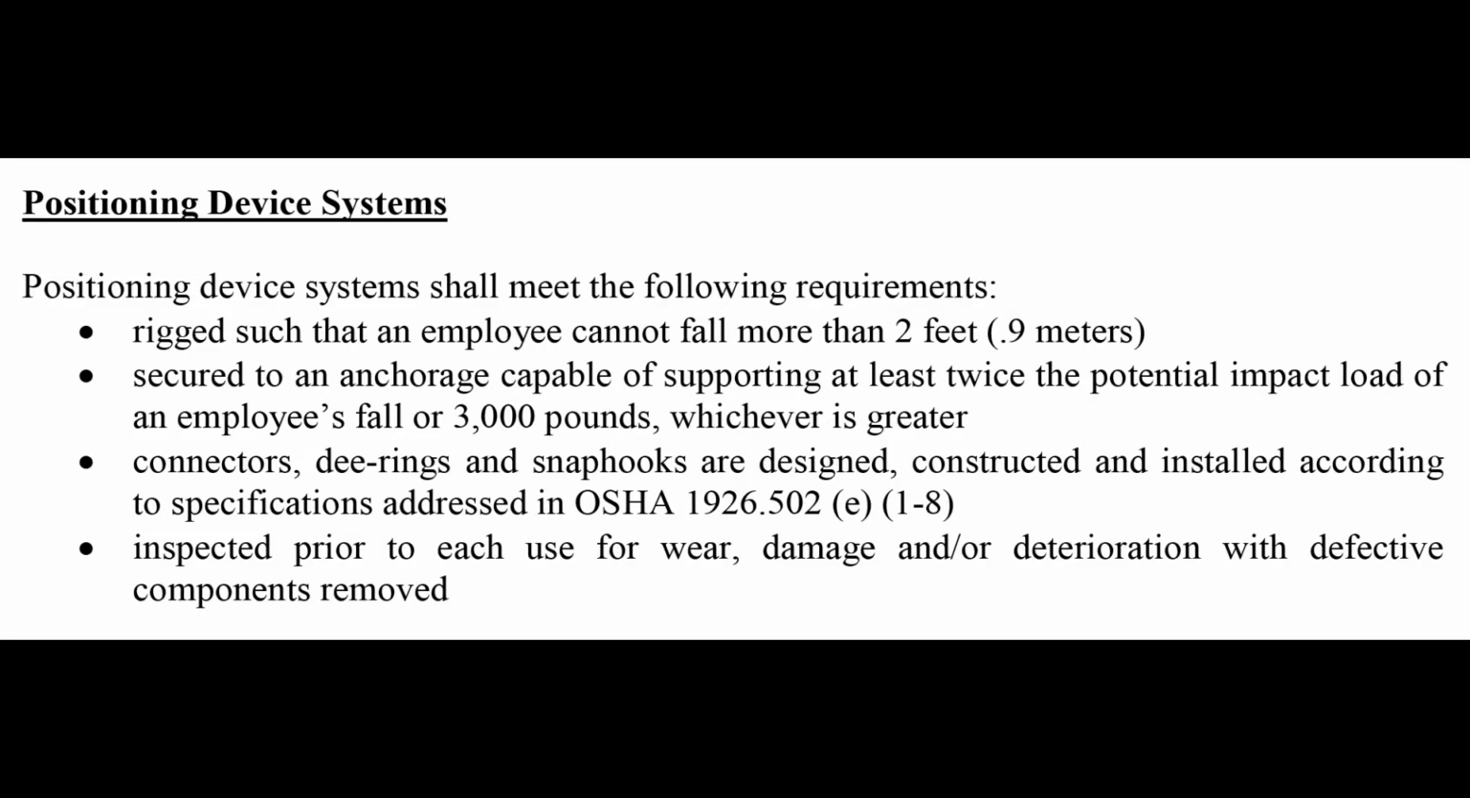Positioning device systems. Positioning device systems shall meet the following requirements. Rigged such that an employee cannot fall more than 2 feet, 0.9 meters. Secured to an anchorage capable of supporting at least twice the potential impact load of an employee's fall, or 3,000 pounds, whichever is greater. Connectors, D-rings, and snap hooks are designed, constructed, and installed according to specifications addressed in OSHA 1926.502. Inspected prior to each use for wear, damage, and/or deterioration with defective components removed.